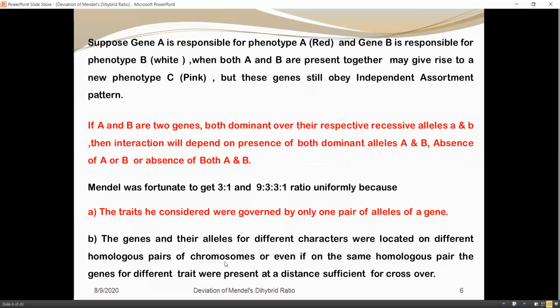Mendel was fortunate to get 3:1 and 9:3:3:1 ratio uniformly because the traits he considered were governed by one pair of alleles of a gene. The genes and their alleles for different characters were located on different homologous pairs of chromosomes, or even if on the same homologous pair, the genes for different traits were present at a distance sufficient for crossing over during meiosis, which gives new combinations.